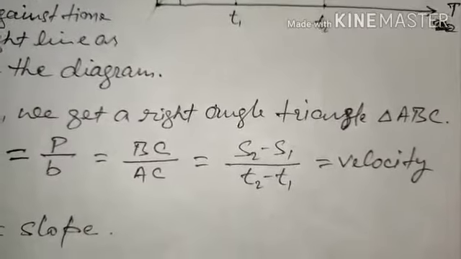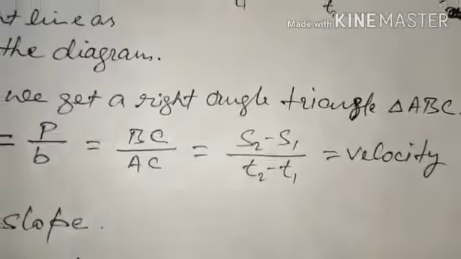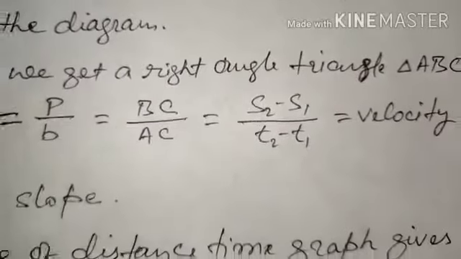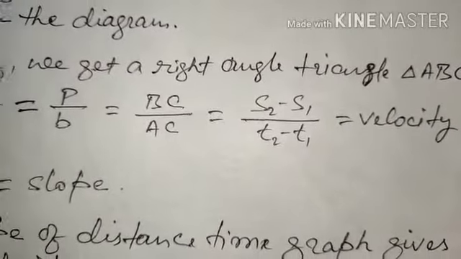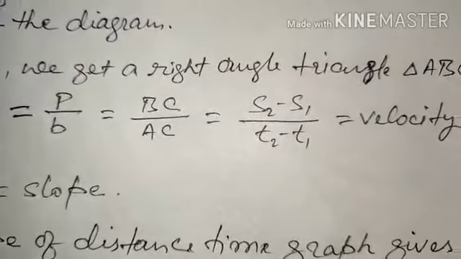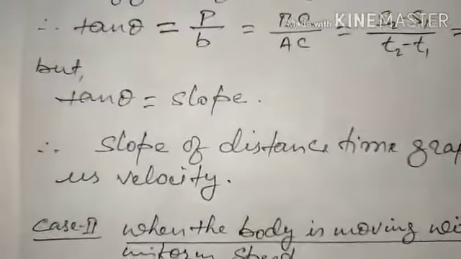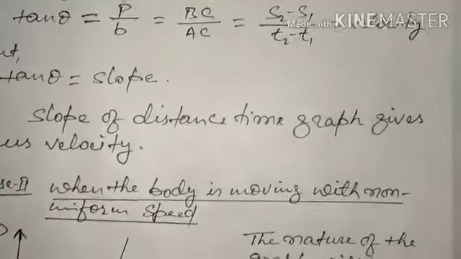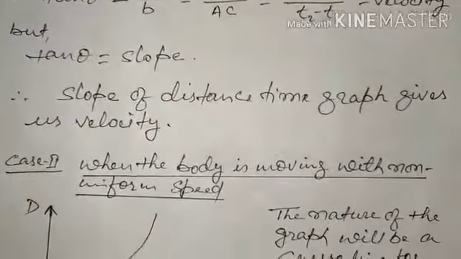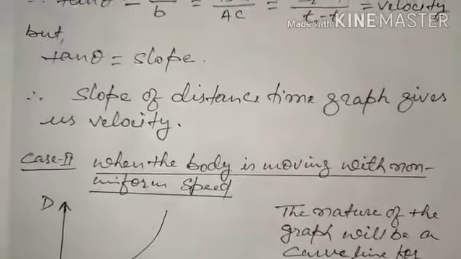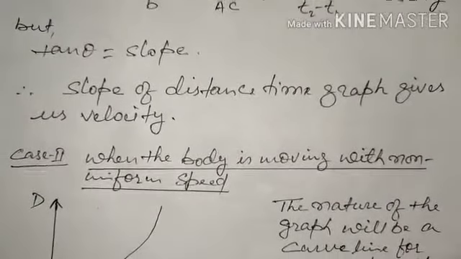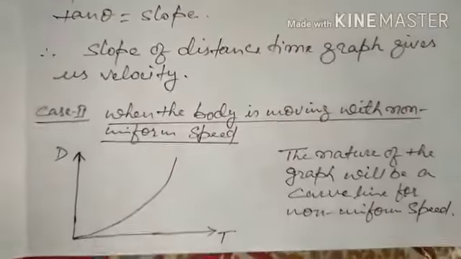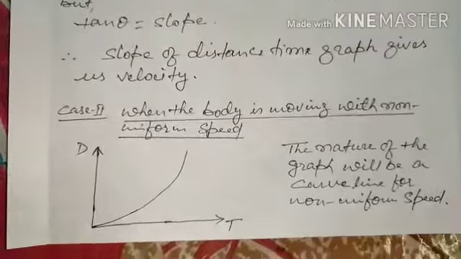S2 minus S1 is the distance and T2 minus T1 is the time taken to cover that distance from A to B. So it is actually denoting distance by time. So this is the velocity. But tan theta is equal to slope, yes, we know that, we had already discussed it. So from here we can conclude that the slope of a distance time graph gives us velocity. This is a very important thing you need to remember: the slope of a distance time graph gives us velocity.